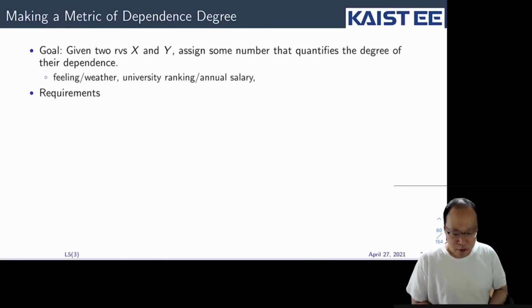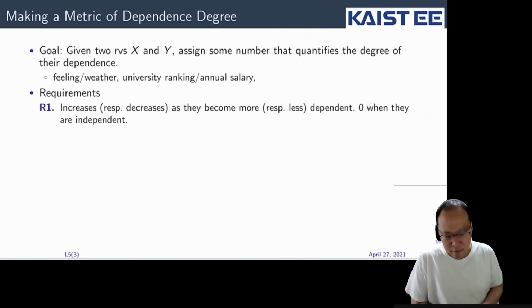So what we need to do is to design a metric, and there will be some requirements that we can think of before we design it. First, obviously the metric should increase as they are more dependent, or respectively decrease as they become less dependent, right? And we hope that if they are independent, this metric's value should be 0. So that's our first requirement.